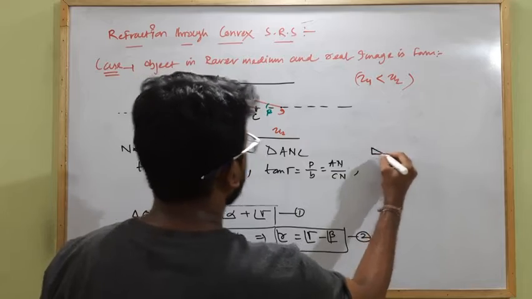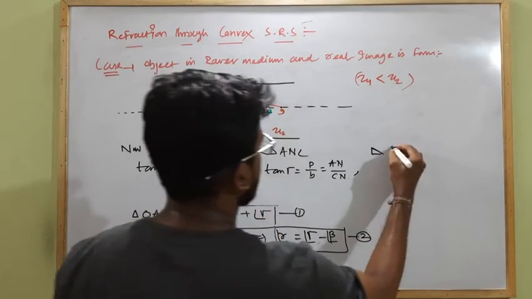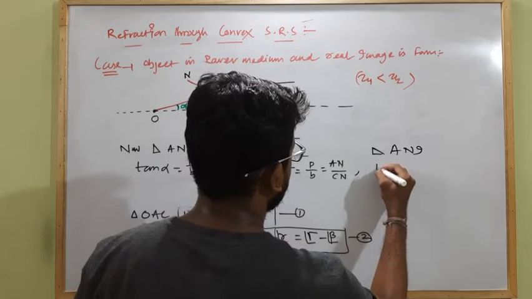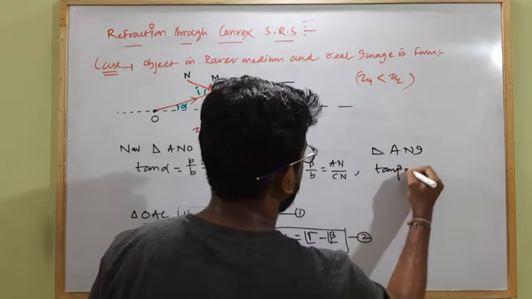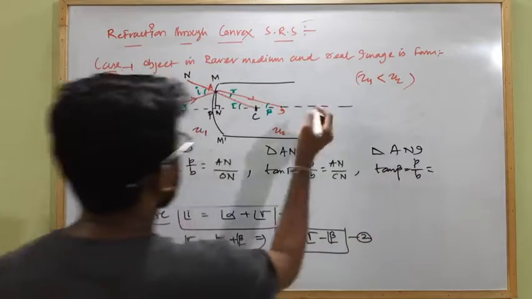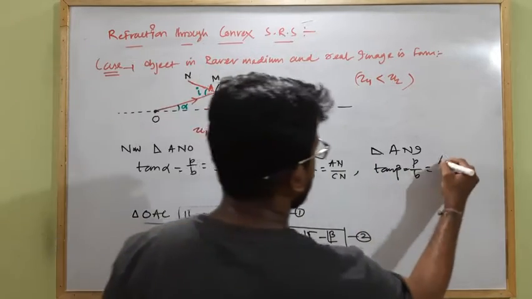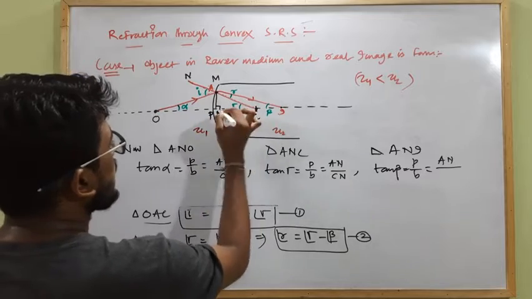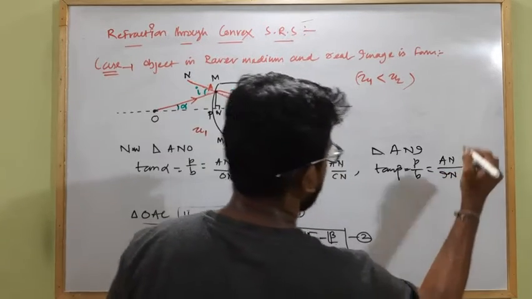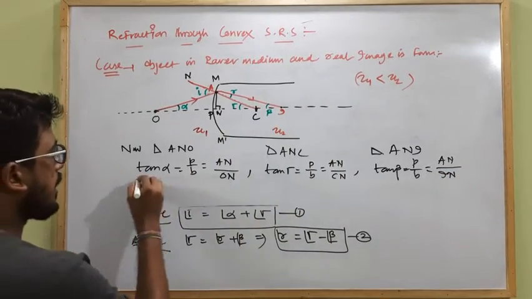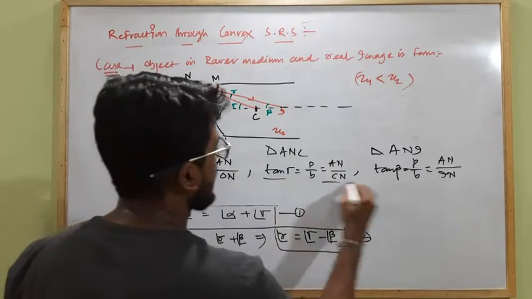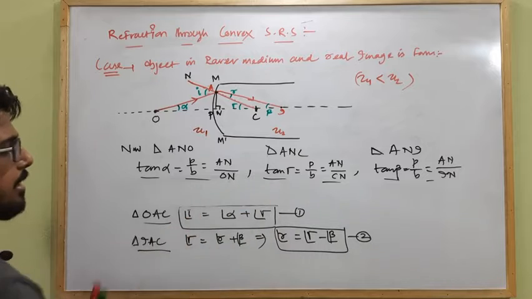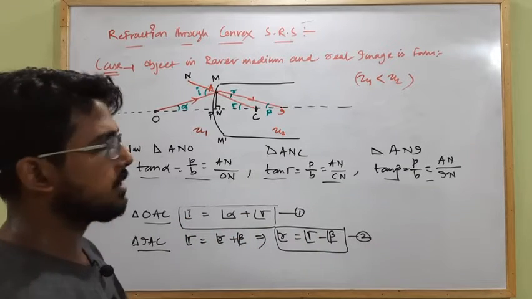Similarly, in right angle triangle ANI, we will get tan beta equal to P by B, again AN divided by B equal to how much? IN. Clear? So this is the value of tan alpha, this is tan beta, and this is tan gamma, and this is I equal to this much, alpha equal to this much.